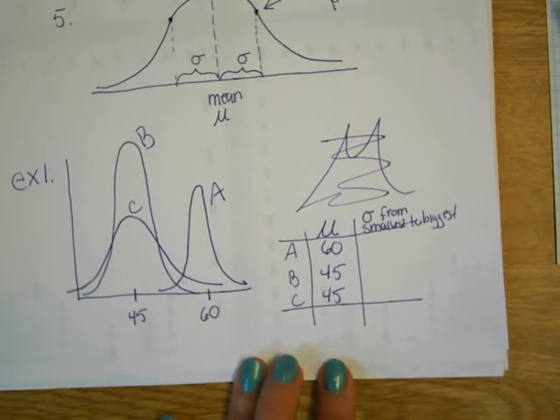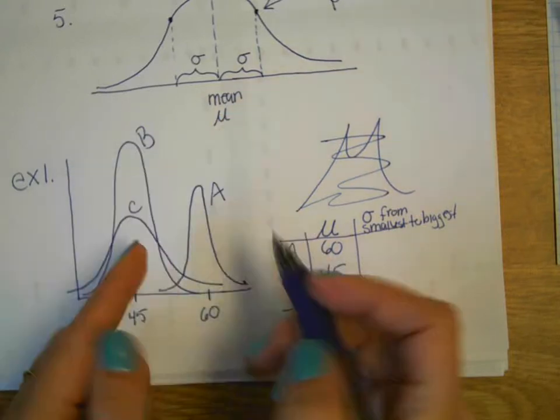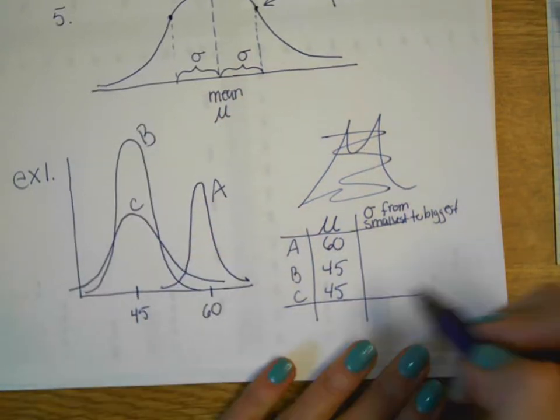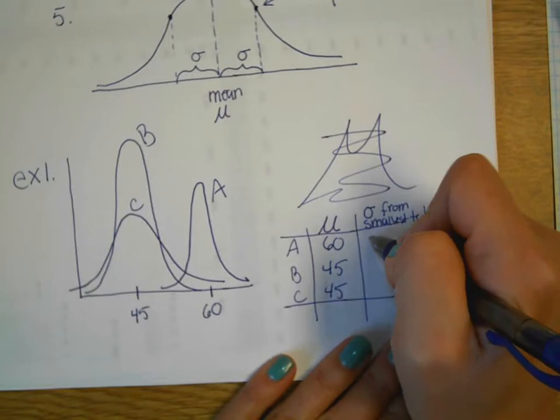Which one has the smallest standard deviation? Why A? That part, that outwards part. Yep, it's the skinniest. It's how wide it is, not how tall. You can see I tried to make A the skinniest graph. Everything's compact in here. So A has the smallest.